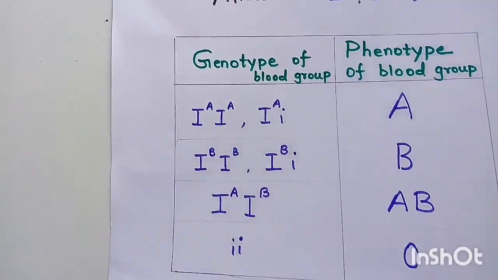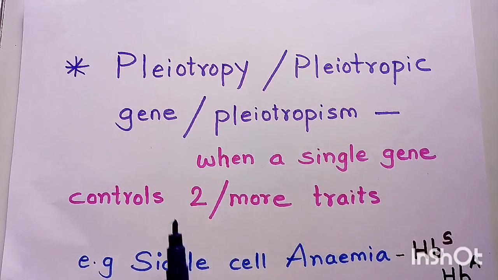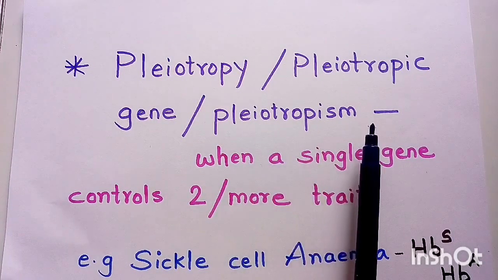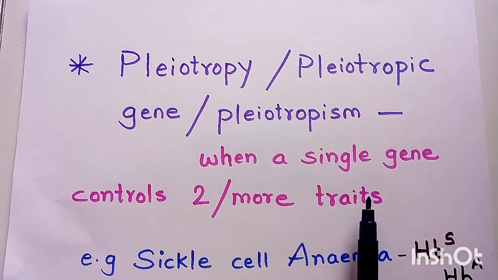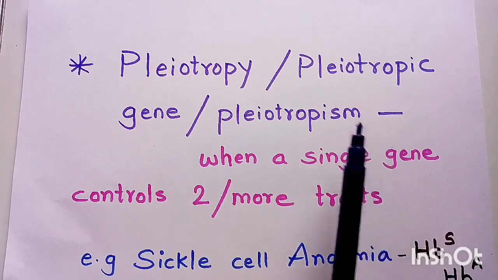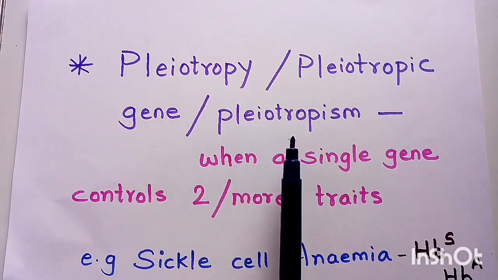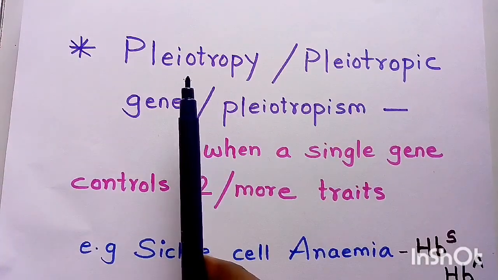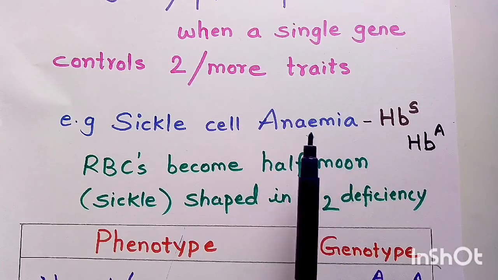So these 2 examples were included in multiple alleles, that is wings of Drosophila, and blood group in human beings. Coming to the last deviation, that is pleiotropy or pleiotropism. When a single gene controls 2 or more traits, then that gene is called a pleiotropic gene and the phenomenon is called pleiotropy or pleiotropism. The example of pleiotropy is sickle cell anemia. The word anemia is related to blood.